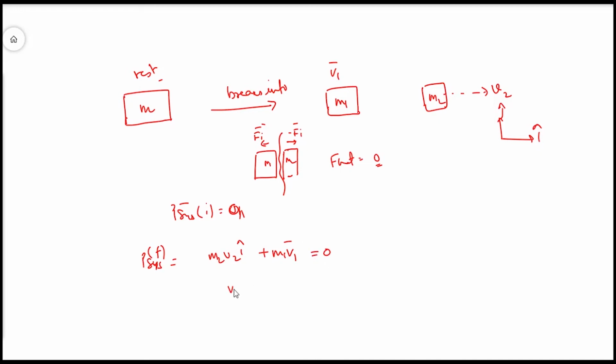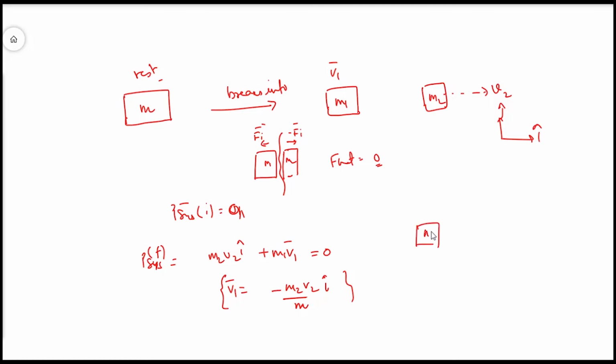Okay, so v1, as you should be able to see, is minus m2 v2 divided by m1, and this is just in the i direction. So this v1 with a negative sign is in the minus i direction. If this one goes to i, this one must go to minus i, such that the total momentum goes to 0. I can extend the same problem to a 3 particle case or 4 particle case.